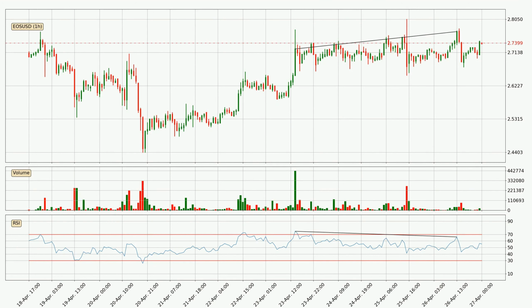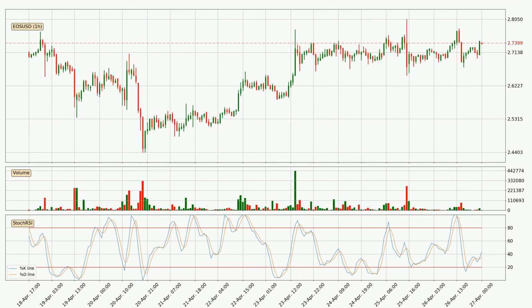On the lookout for divergences in the hourly time frame, owing to the bearish divergence, the price has already gone down. Looking at the hourly stochastic RSI, there are no signs of the stochastic RSI being oversold or overbought at this time, but the %K line is over the %D line, which means the current trend is to the upside.